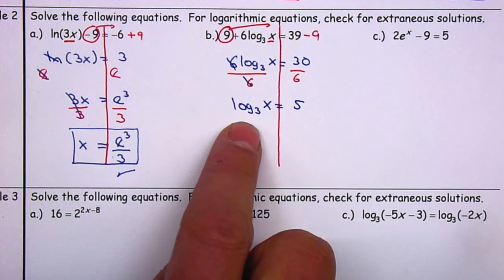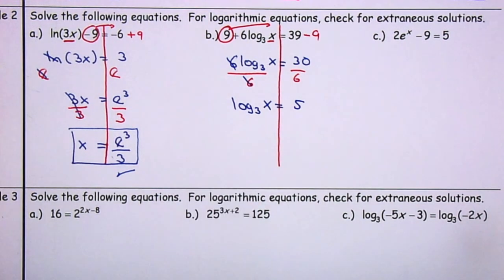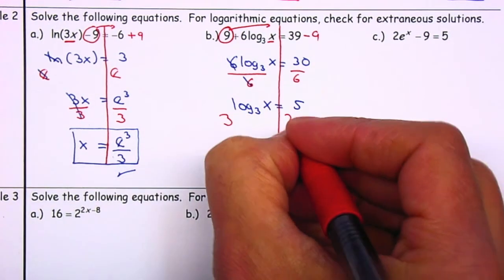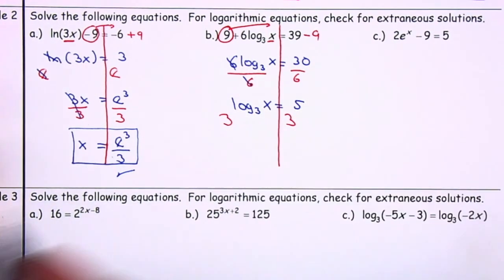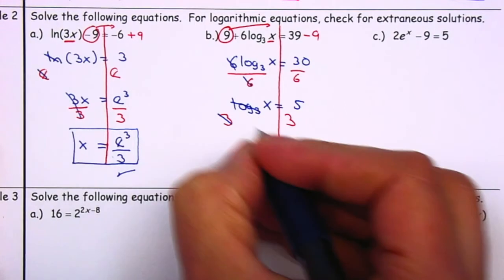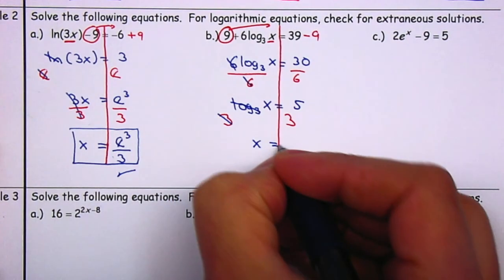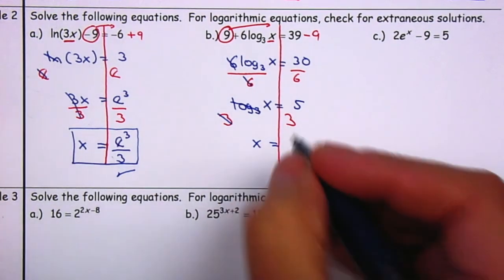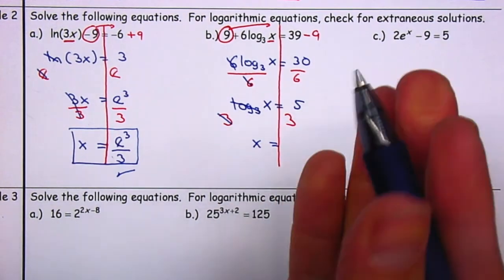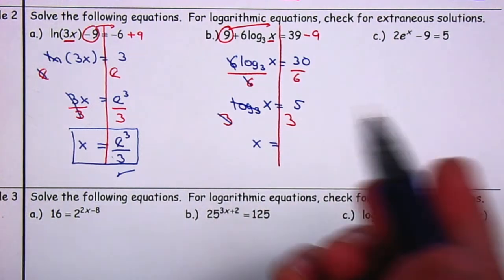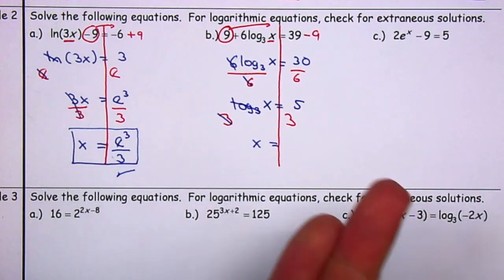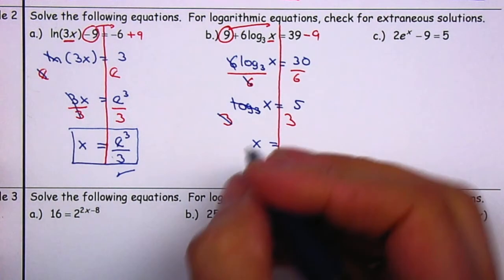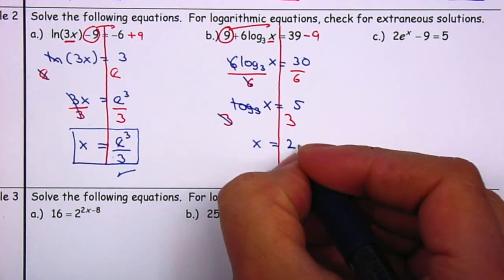I want to get rid of the log. The opposite of a log is a base, so I'm going to exponentiate it to a 3, because that will cancel it out. We have x is equal to 3 to the 5th power. So we have 3 times 3 times 3 times 3 times 3. 3 times 3 is 9, times 9 is 81, times 3 will be 243.